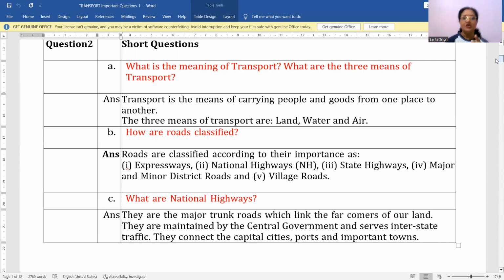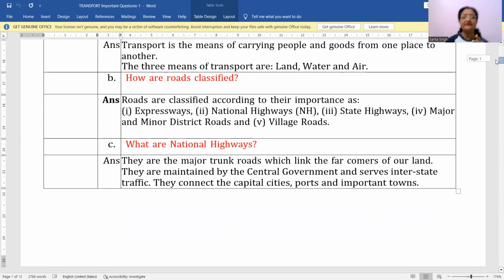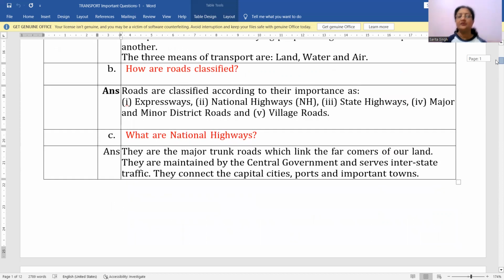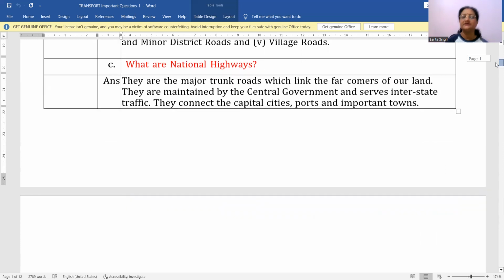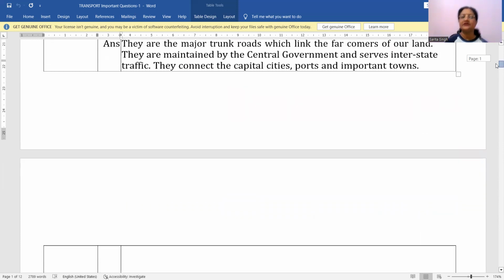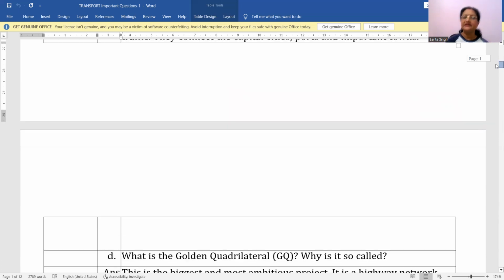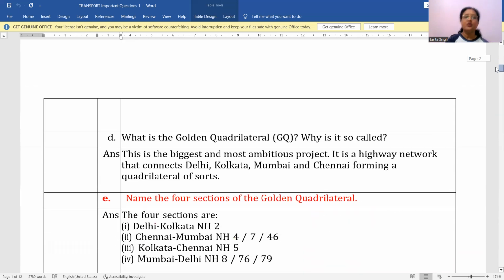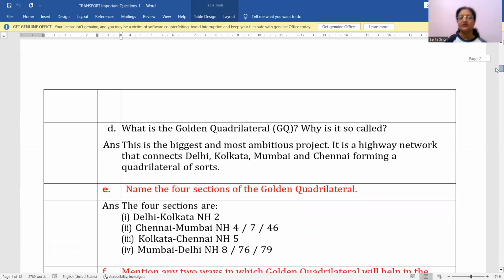Okay, then what are national highways? National highways are the major trunk roads which link the far corners of our land, and they are maintained by the central government and serve interstate traffic. They connect the capital cities, ports, and important towns with each other, right? These are national highways. What is the Golden Quadrilateral?